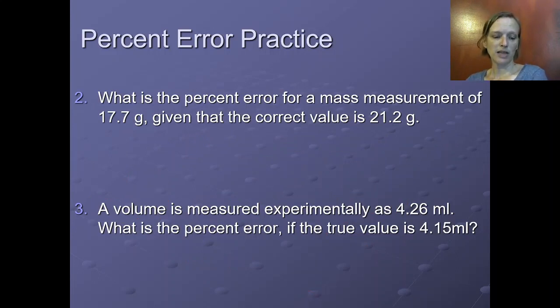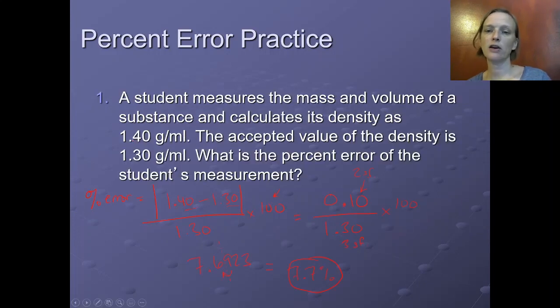Let's look at a couple more examples. If I want to calculate the percent error for a mass measurement, and I measured 17.7 grams, but the correct answer is 21.2 grams. I'm sorry, I just realized I should have said here that with 7.7%, we would consider this to be, yes, this is accurate.